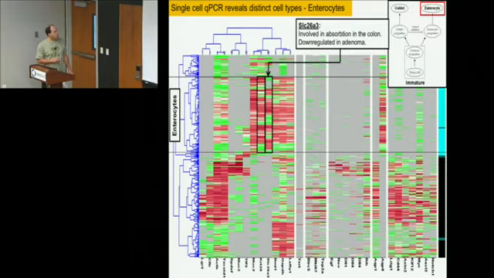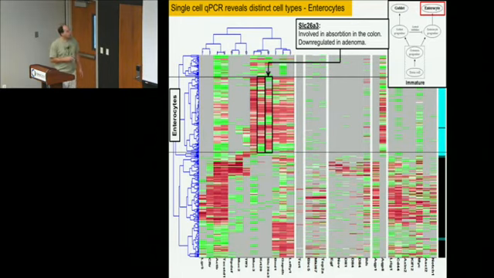This one right here we're calling enterocytes because this gene right here is the gene that defines enterocyte function, right? SLC26A3. It's involved intimately in absorption. So if a cell is expressing that, it's an enterocyte. And you can see that it's basically not expressed elsewhere. Okay? So we call those enterocytes.